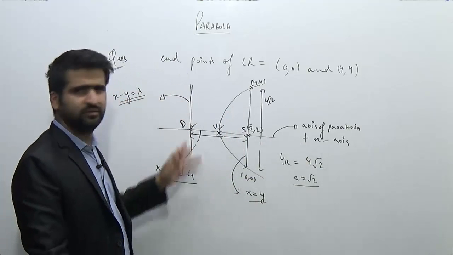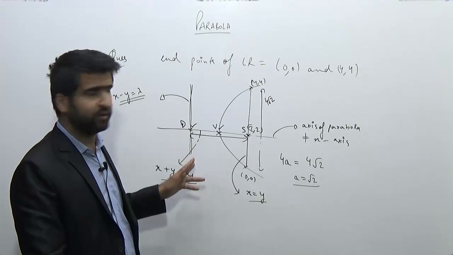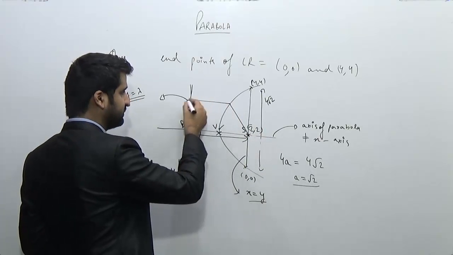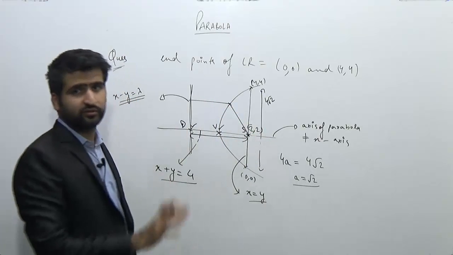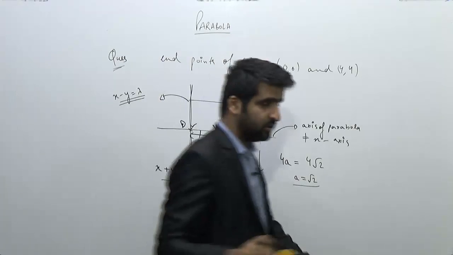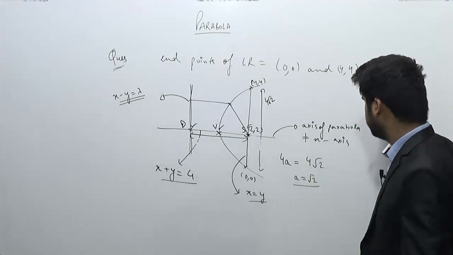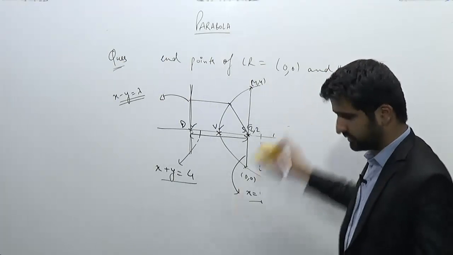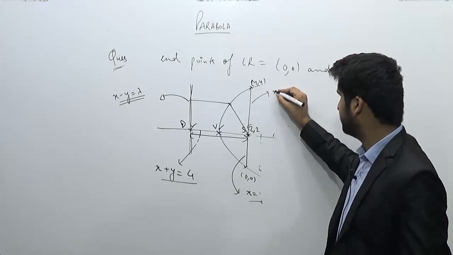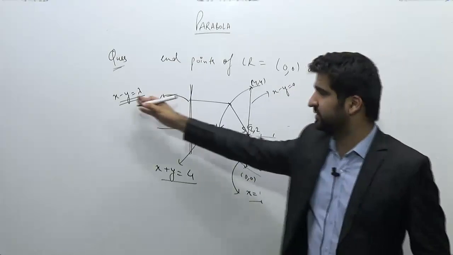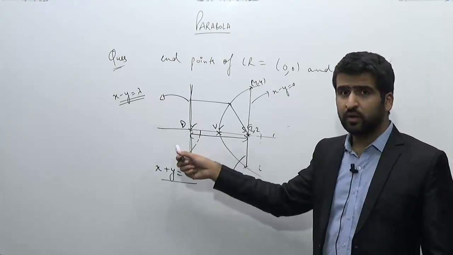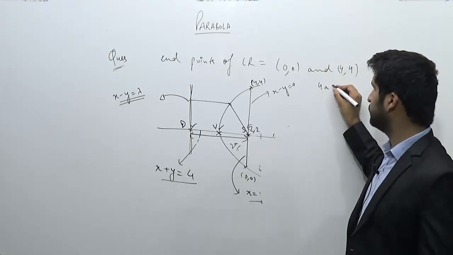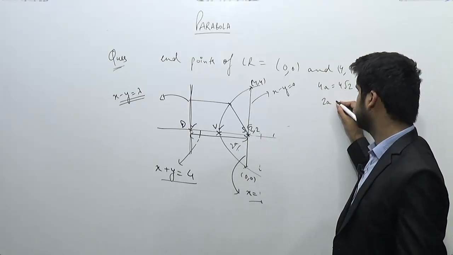Now I want to calculate the equation of the directrix so that I can find this point. If we simply find the equation of the directrix, we can find the equation of the parabola by applying that the distance of a point from the focus and directrix is equal. Now we know that in this case, one line is this one, x minus y is equal to 0. Another line is x minus y is equal to lambda. These two lines are parallel. The distance between these two lines is equal to 2a. And we know that if 4a is equal to 4 root 2, 2a will be equal to 2 root 2.